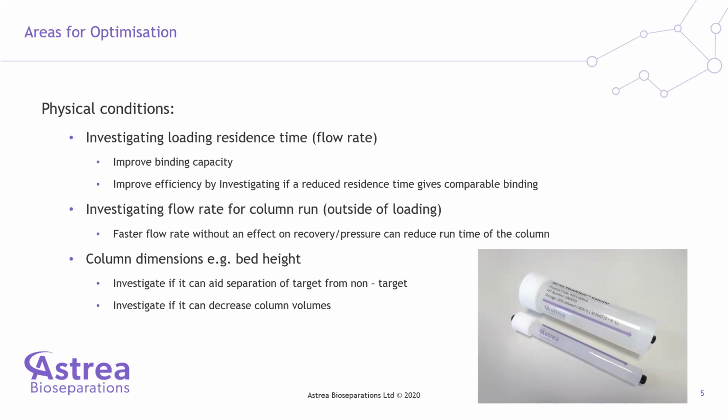Finally, another area that we can look to optimize is the column dimensions, such as the bed height. Effectively, we're looking at what works best for your process, whether it's a long, thin column or a short, fat column. We've found that looking at this can help aid separation of target from non-target. We've also seen effects such as being able to decrease the column volumes for fractions taken to elution.